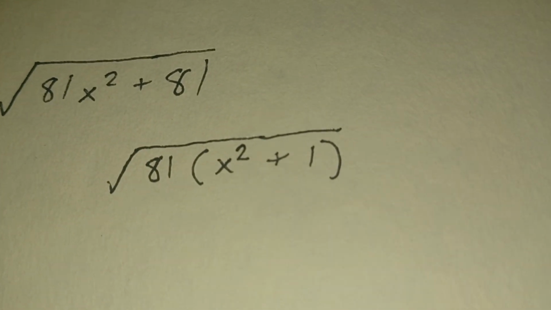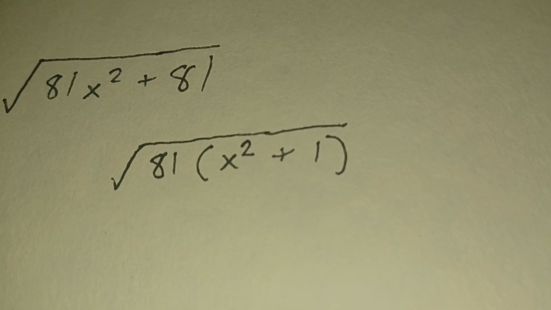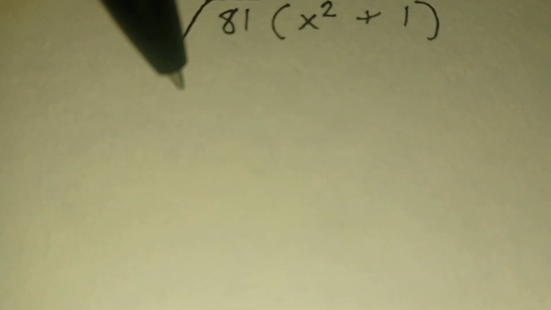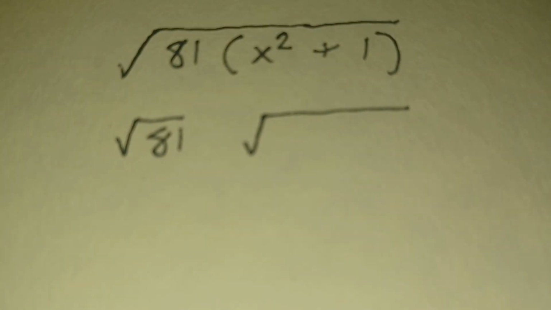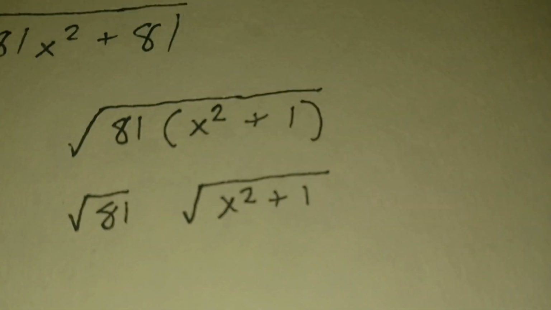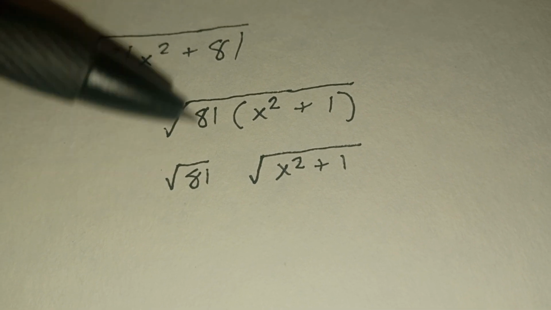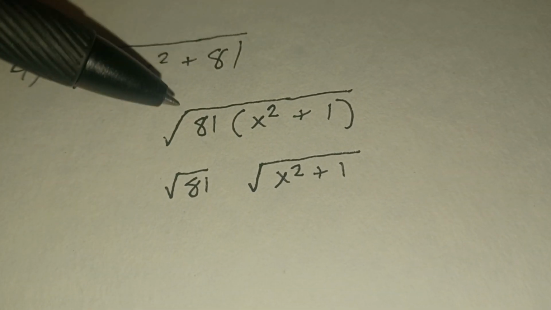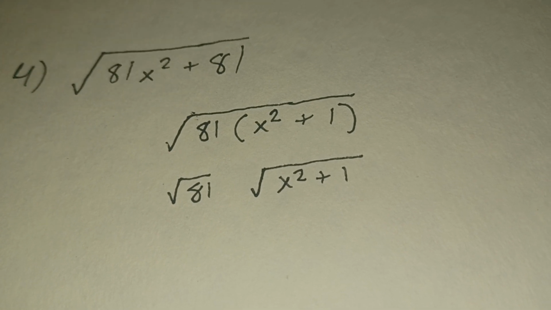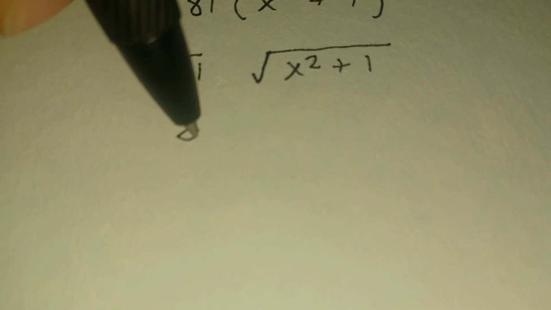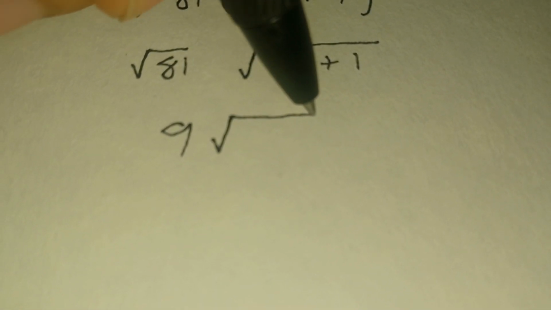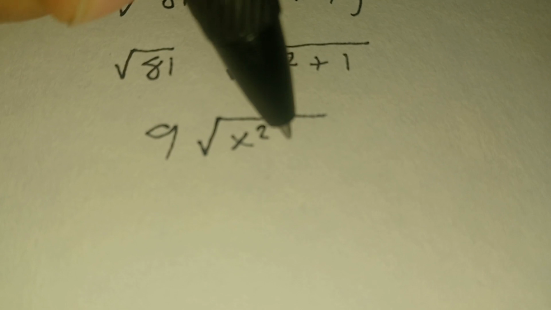And now we can go ahead and take the square root. The square root of 81 and the square root of x squared plus 1. So the square root of 81 and the square root of x squared plus 1 is basically equal to this. Alright? So the square root of 81, we know that to be 9. 9 times the square root of x squared plus 1.